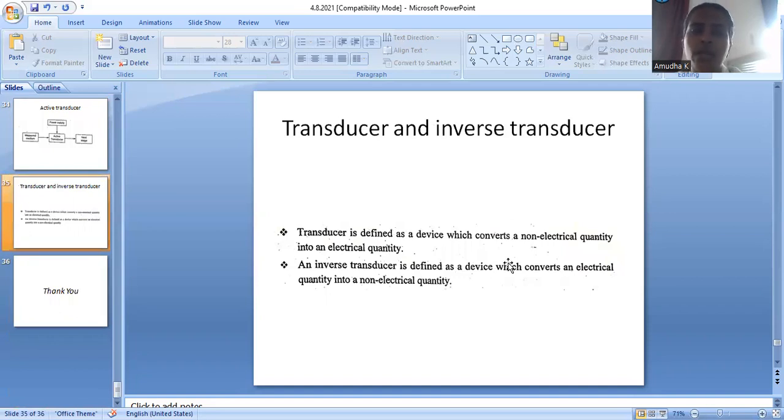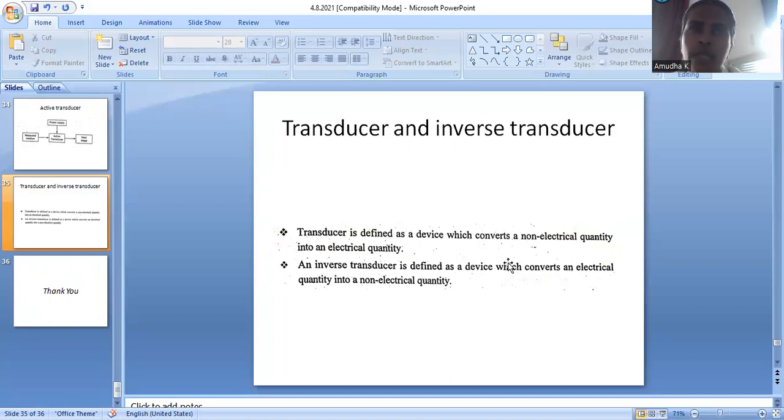And the last one, transducer and inverse transducer. Generally, a transducer is a device which converts a non-electrical quantity, a physical quantity, into an electrical quantity. But an inverse transducer converts an electrical quantity into a non-electrical quantity. So this is the concept of the transducer.